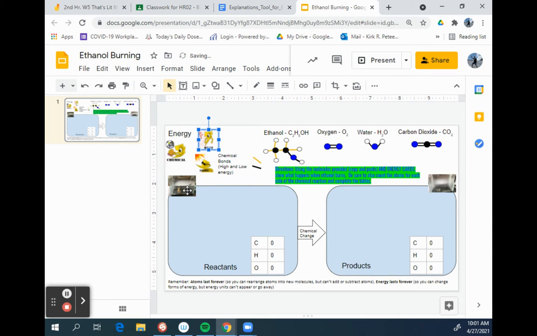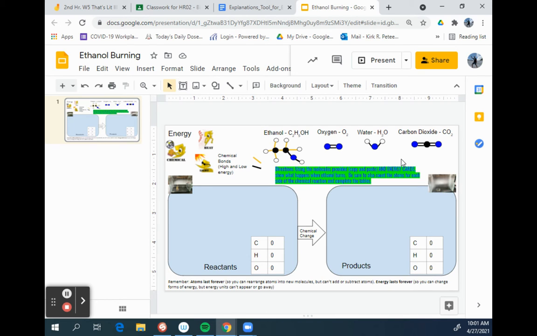Keep in mind that the demonstration is shown here. We have a picture of the actual aquarium with the ethanol burning up there to help you understand that. And over here, consequently, what it looks like when it's done. So this should help you with these things.